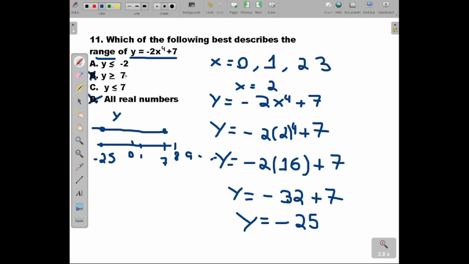So it's not greater than 7. No, we just said it cannot be 8 or 9 or more. y is less or equal than negative 2? Well, it could be negative 2. It could be less, but that answer is incomplete because it can be greater than negative 2 until 7. Then the right answer is C, because y can be less or equal than 7.